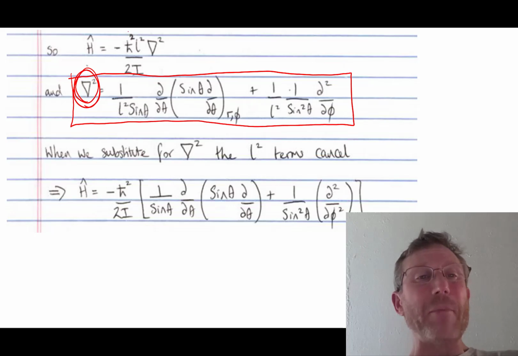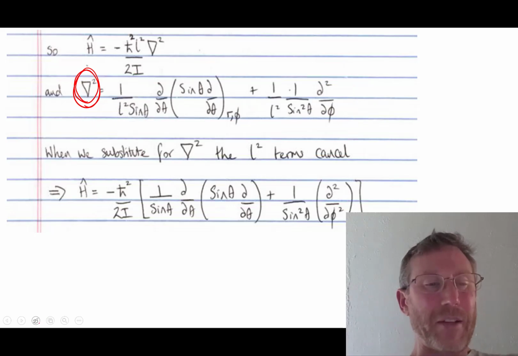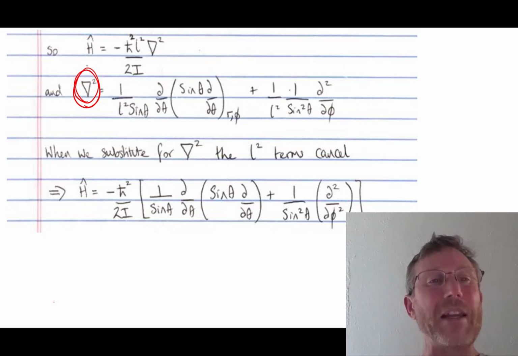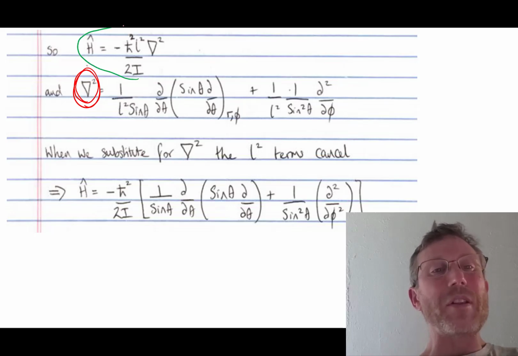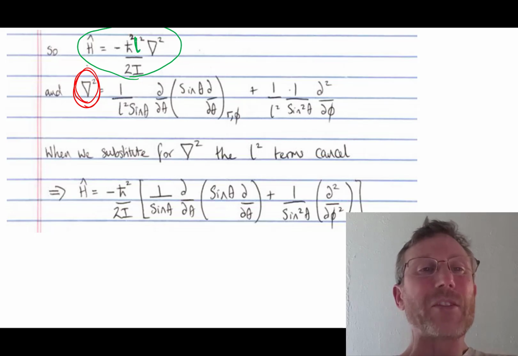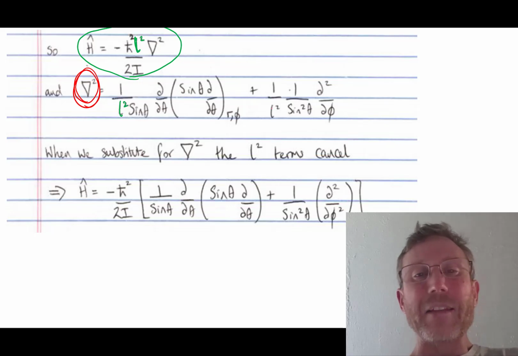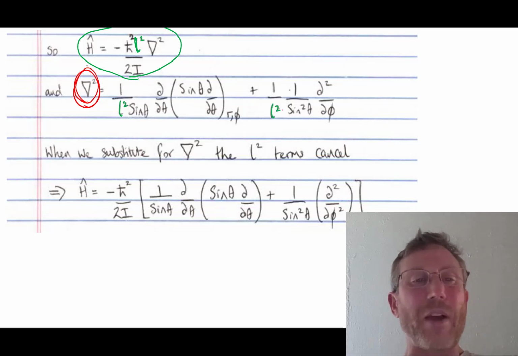Let's think about the Hamiltonian operator up here. Let's change the color a little bit, so we'll go to green. So there's our Hamiltonian operator. We've got an L squared in the numerator, so here's our L squared. And notice that we've got an L squared in the denominator of the del squared term.